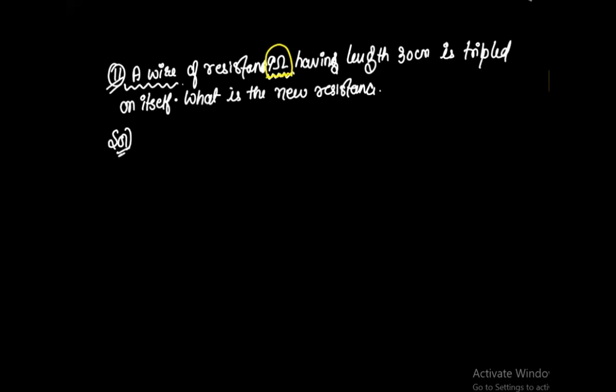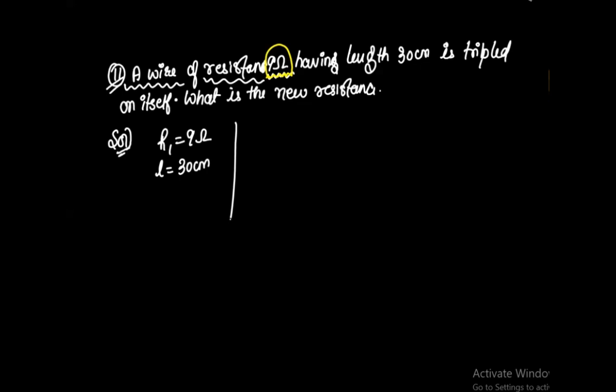Let's see. Solution. I am reading the question. A wire of resistance 9 ohm, so resistance 1 is 9 ohm, having length 30 centimeters. Alright. Is tripled on itself. ये समझने वाली बात है. I'm just opening the camera. All of you will see what's happening here.